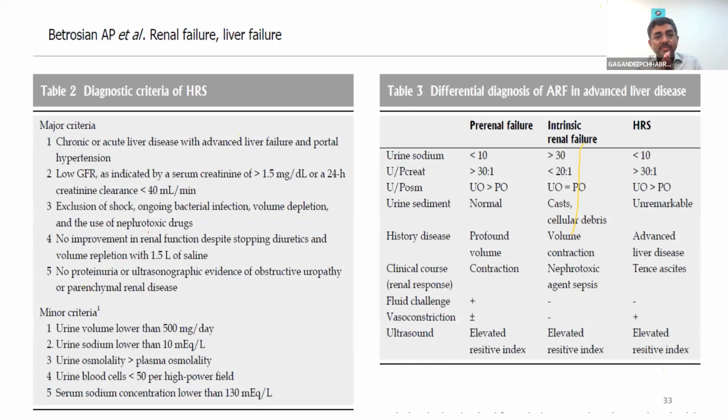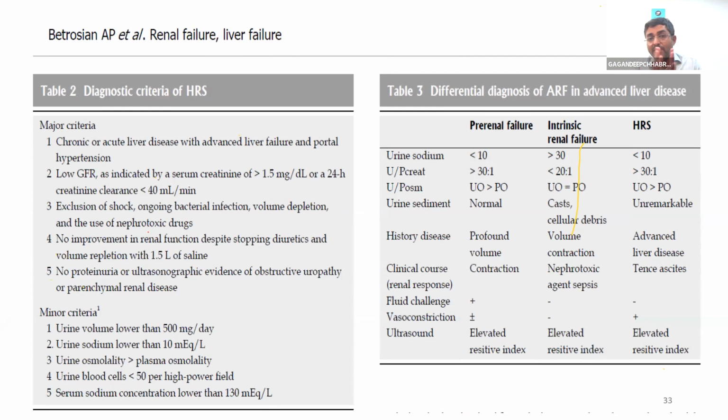So what was important in this table? Initially, there were major criteria and minor criteria for the diagnosis of hepatorenal syndrome. If you see point number 3 here, there was exclusion of shock, ongoing bacterial infection, volume depletion, and use of nephrotoxic drugs. So they used to exclude bacterial infection. If there's a bacterial infection, HRS had to be excluded, but it's not like that now. Bacterial infection may act as a trigger and may precipitate HRS and may be present along with HRS. Other criteria we all know: urine volume, a minor criterion, less than 500 milliliters per day, urine sodium less than 10, urine osmolality greater than plasma.